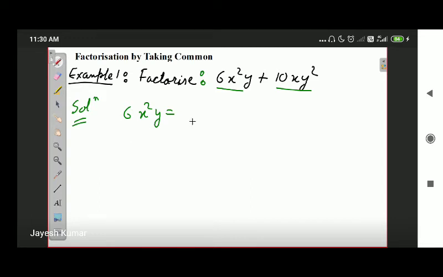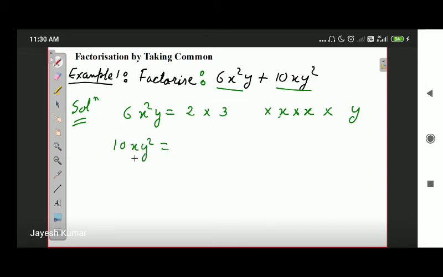So in order to form 6x square y, you have a 3, you have a 2, you have a 3, okay, and along with that x is multiplied twice, this is x into x, and then y is multiplied once. So this is 6x square y. This is the expansion of 6x square y. In the same manner, we will see the expansion of 10xy square.